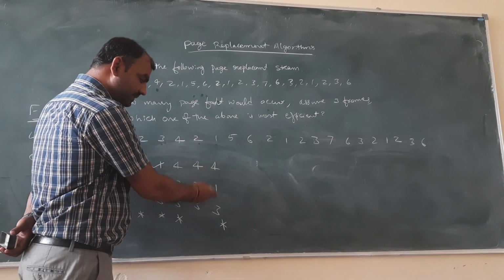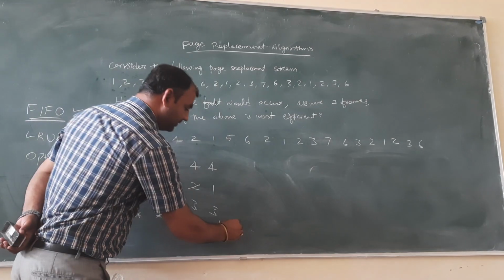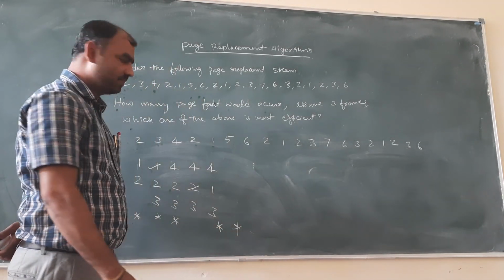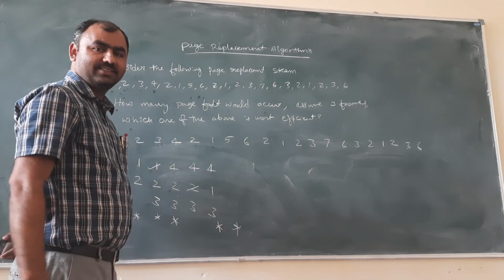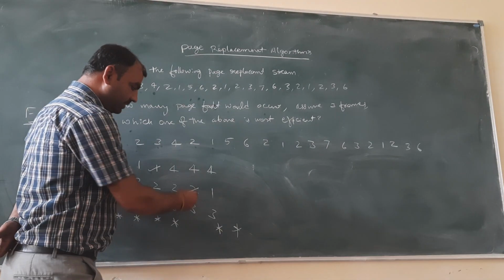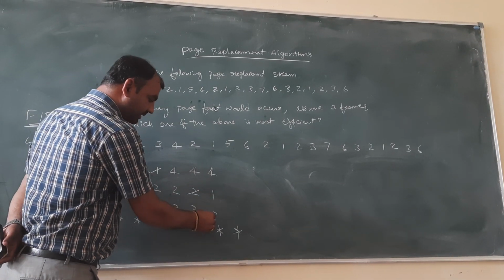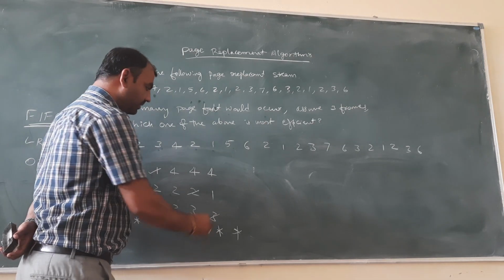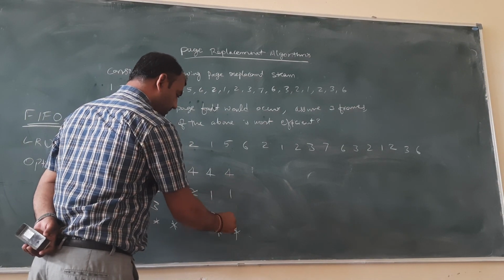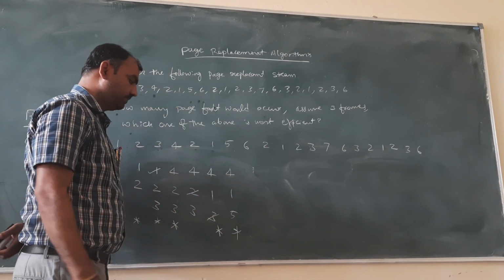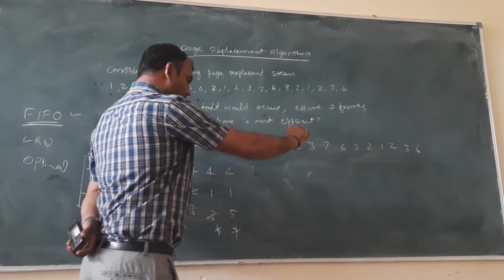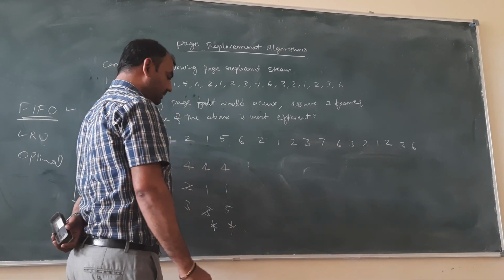So then 5. I want 5. Is it here? No. Then we will say a page fault occurred. Which one to replace? First in, first out says whichever first came among these things. So this one came first. We keep this and replace with this one. That's it. We do the same thing for all of these.